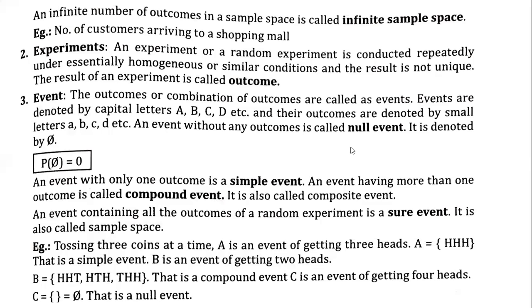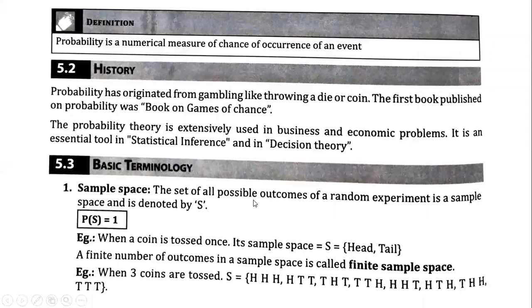Now, in the previous class, we were learning about the basic terminologies of probability theory. Probability is the number of chances, the number of possibilities that can come out of an experiment. The outcome of the event will become a probability. Now, under that, we have to understand a few basic terminologies.